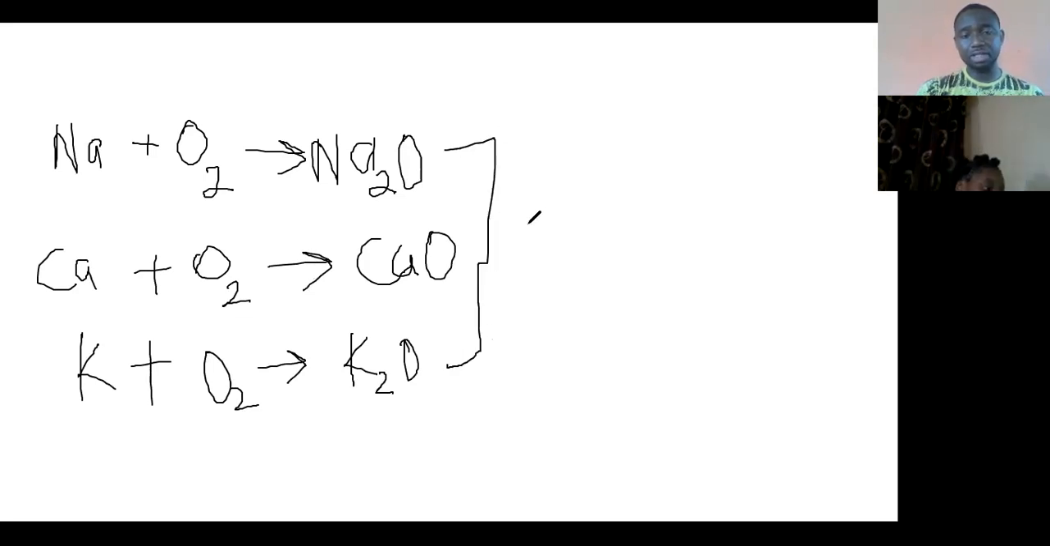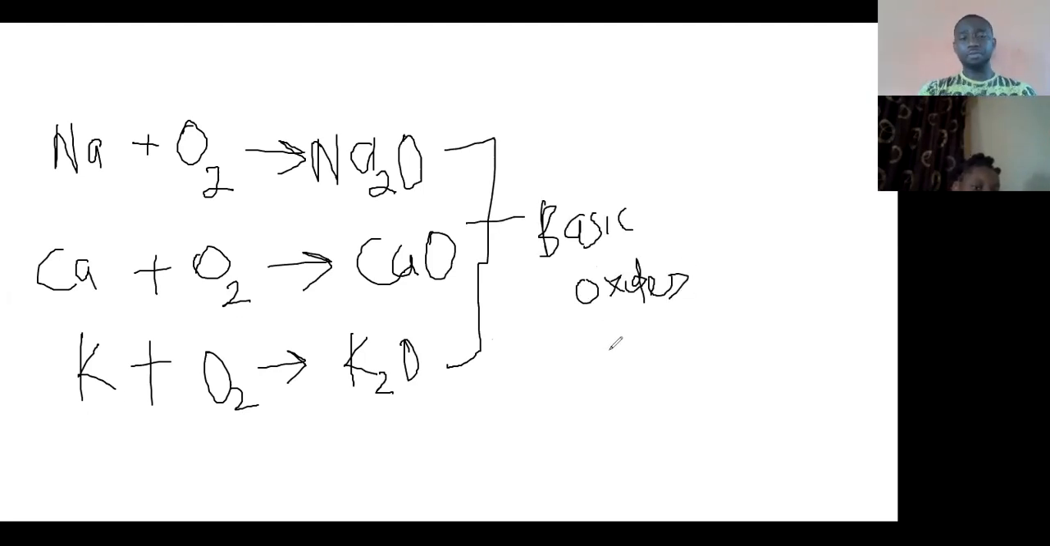These are metals, and their oxides are all called basic oxides. They are called basic oxides because they are oxides of metals. All right, so let's look at the next one. We've looked at oxygen with metals.